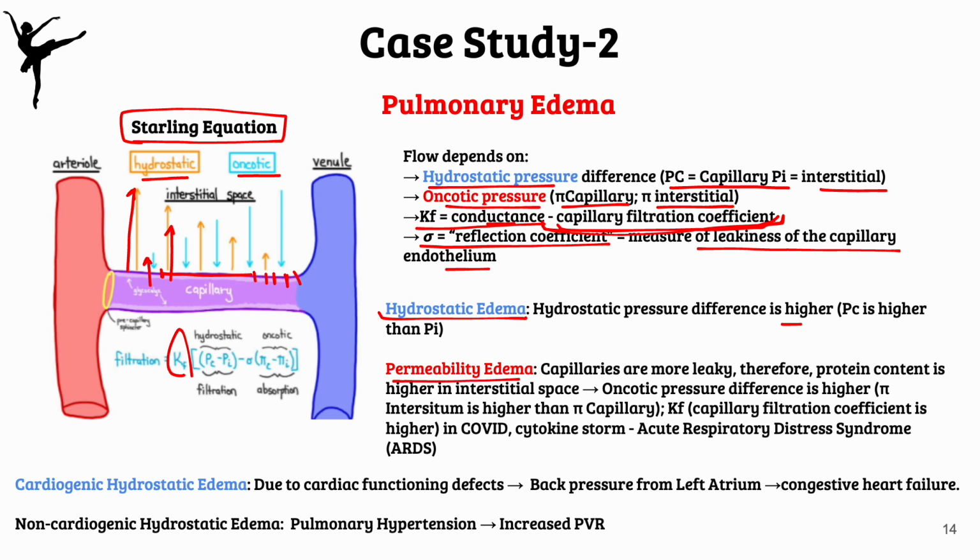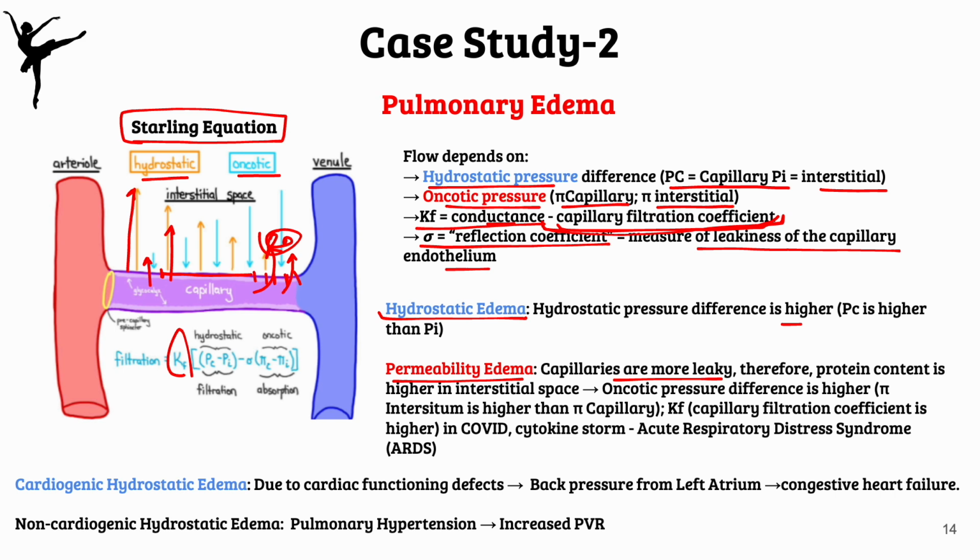Permeability edema, on the other hand, is where the capillaries are more leaky, and when they become more leaky, the protein contents start to ooze out into the interstitial space, right? As a result, the interstitial space oncotic pressure is going to increase. When that happens, remember the process of osmosis: the water is going to start to move from lower osmotic pressure to higher osmotic pressure, and therefore this will start to fill up your interstitium here.